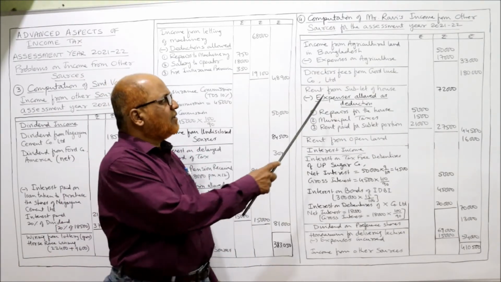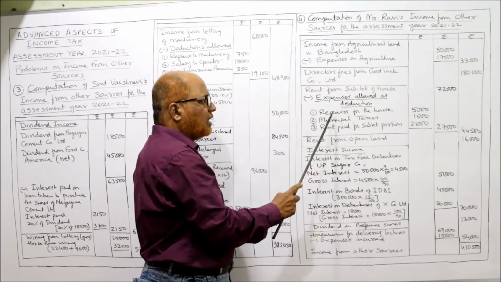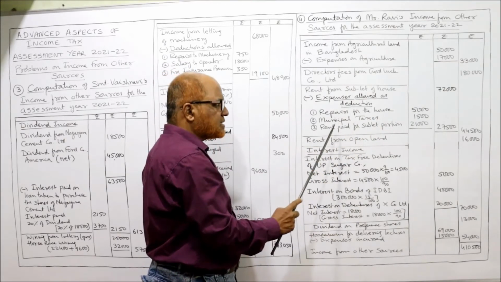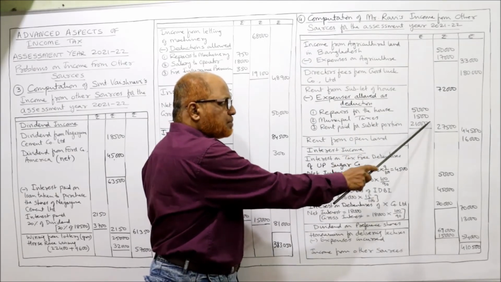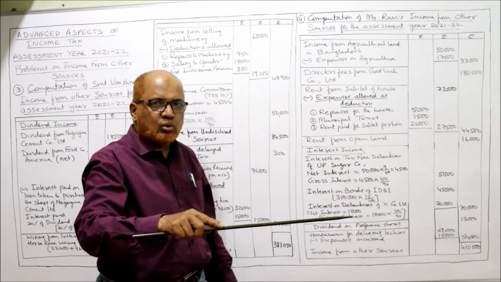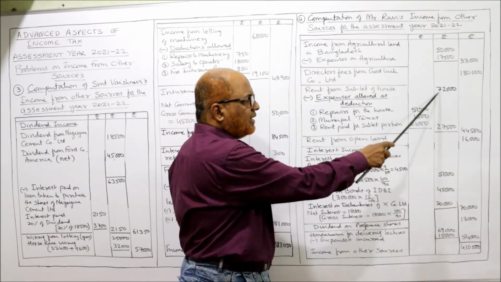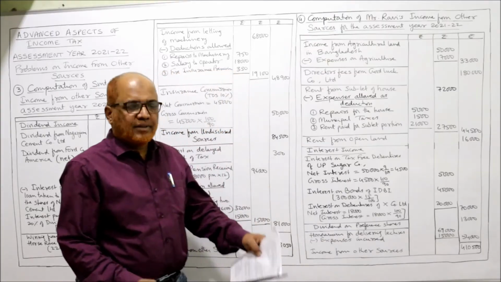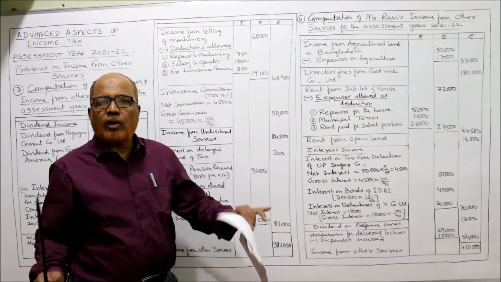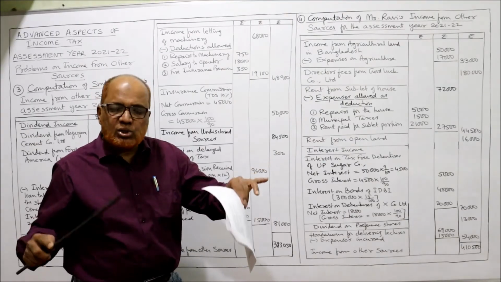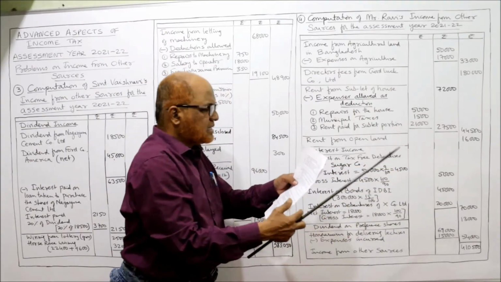So here rent received from subletting is 72,000 and expenses allowed as deduction are repairs to the house, municipal taxes and rent paid for the sublet portion. These are the expenses incurred on the house which is sublet. So take the total 27,500, deduct it, 44,500. Next one, rent from open land in Pune. Rent from open land is also fully taxable under income from other sources. Rent from open land 16,000.